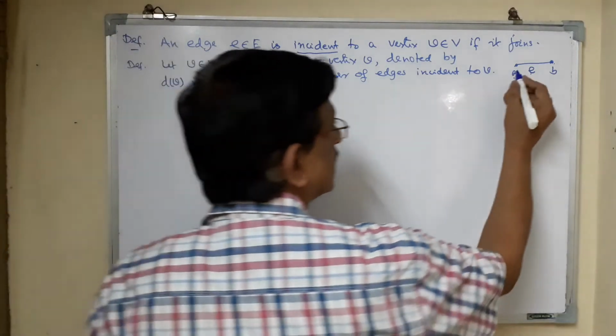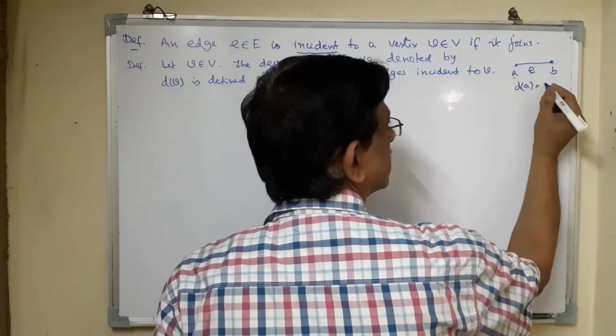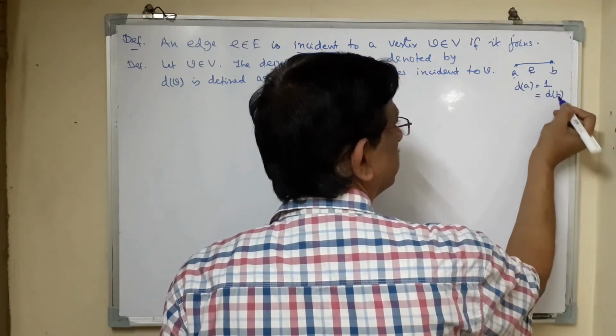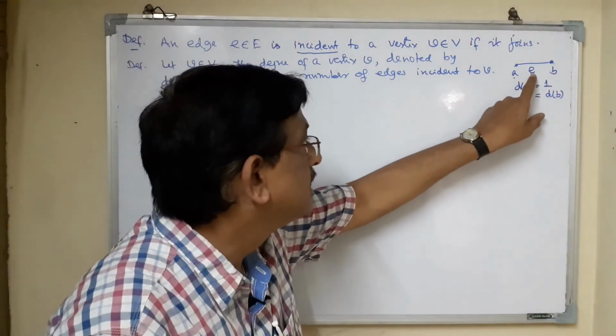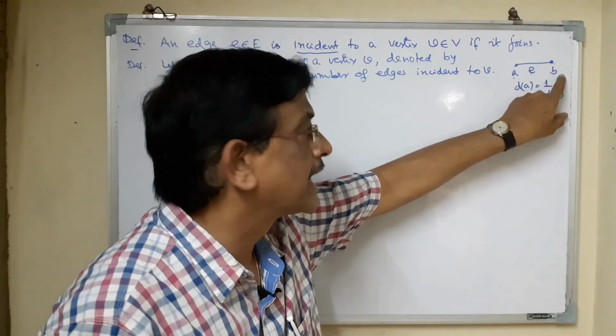Now look at this. What is the degree of A? There is only one edge which is incident to A. So the degree of A is 1. Similarly, the degree of B is 1. What you have to observe right now is that E contributes for A as well as B.